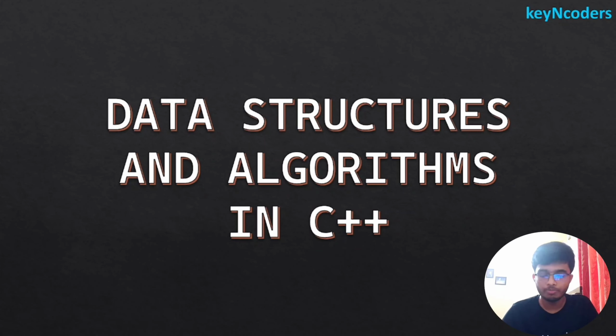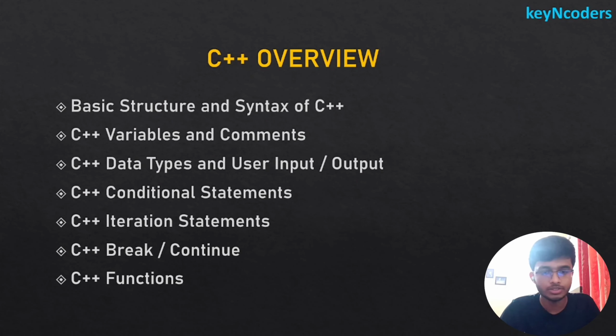So let us come to the C++ part of what I am going to teach today. This is the C++ overview. First of all, I will go through the basic structure and syntax of C++, and then C++ variables and comments, then C++ data types and user input output, and the rest as you can see. These are very basic things, but very important. These are the fundamentals that should be clear to you in learning any programming language. Then you can master it by practicing a lot, and I have done this, so I can say it for sure. Once you clear up the basics, everything is going to be very fine.